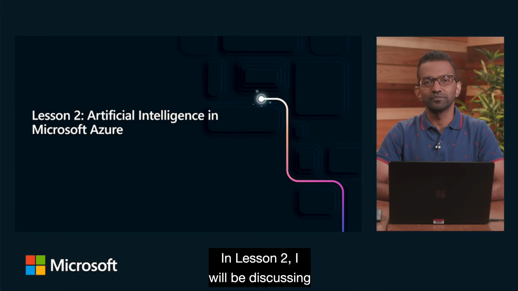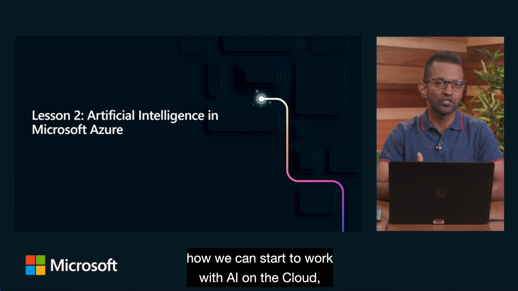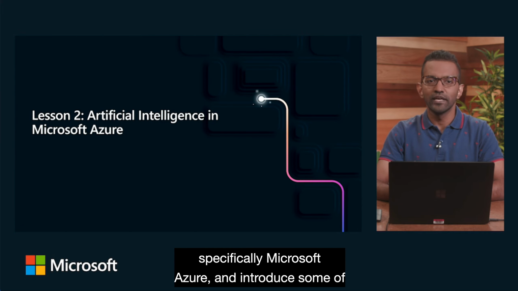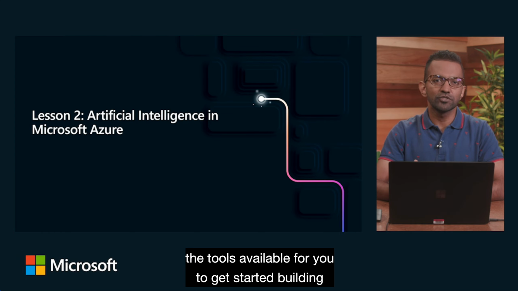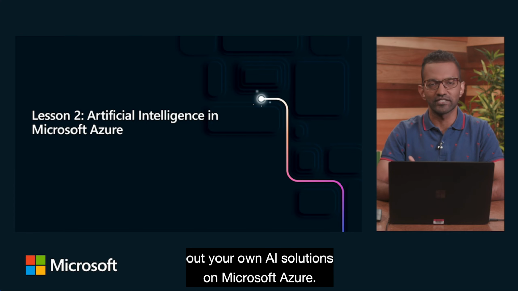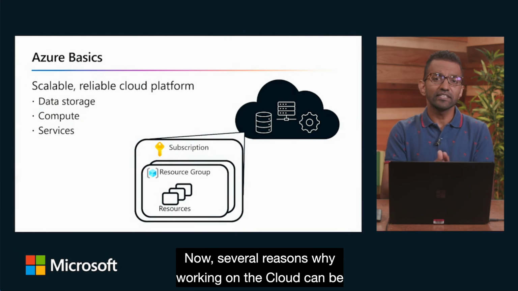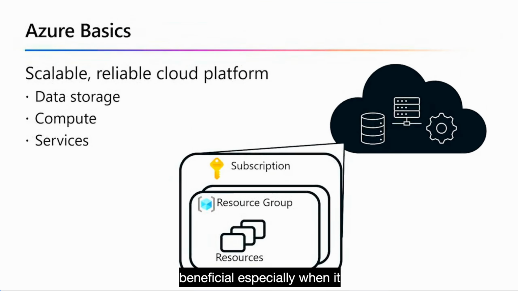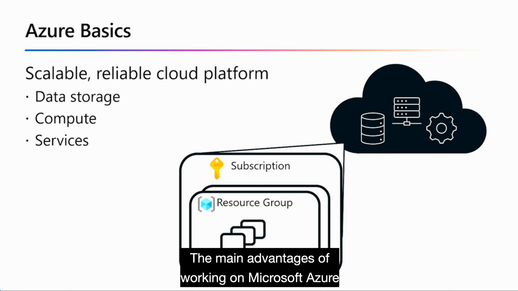In Lesson 2, I will be discussing how we can start to work with AI on the cloud, specifically Microsoft Azure, and introduce some of the tools available for you to get started building out your own AI solutions on Microsoft Azure. There are several reasons why working on the cloud can be beneficial, especially when it comes to using AI workloads. The main advantages of working on Microsoft Azure are scalability and reliability.